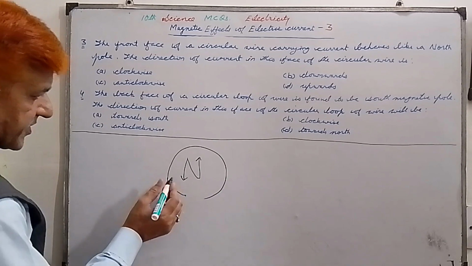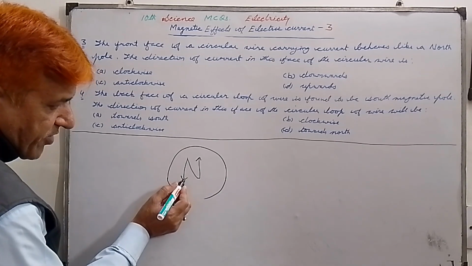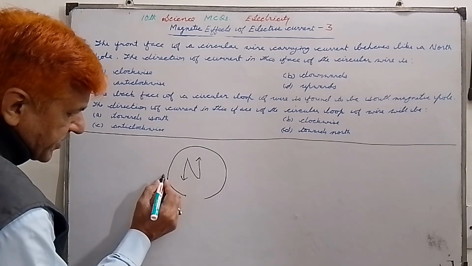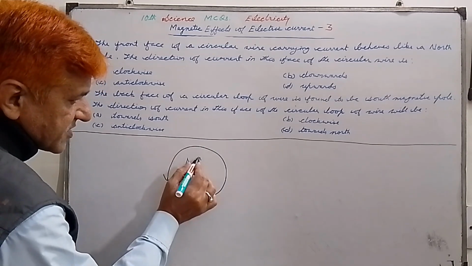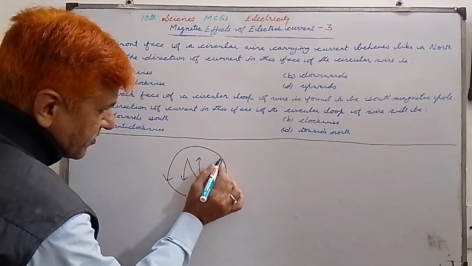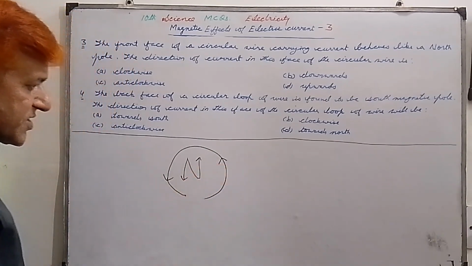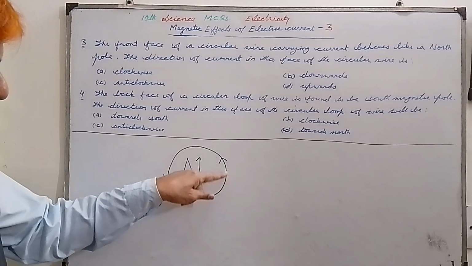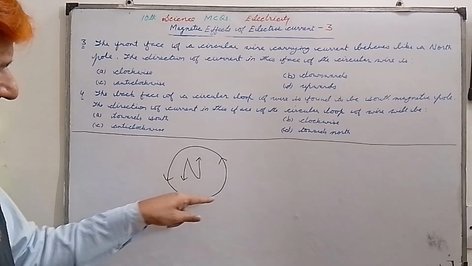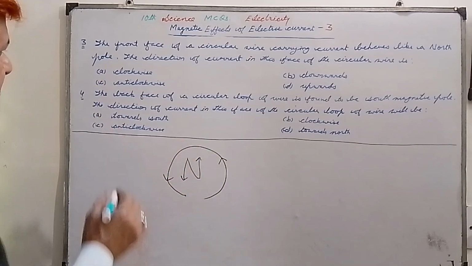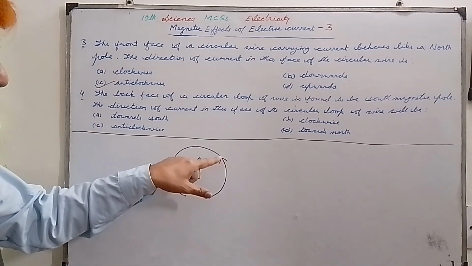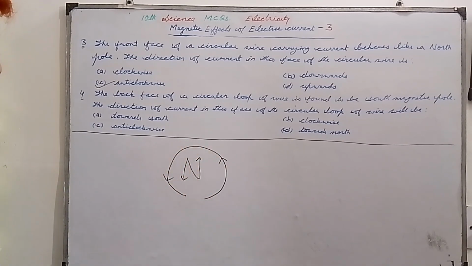Place arrows at the ends of this N like this. This arrow is in the downward direction, so place an arrow on this loop also in the downward direction. Here this is in the upward direction, so place an arrow on this loop in the upward direction. Now see the direction of the current in this loop. This is anti-clockwise, so C is the correct option. Here current will be in the anti-clockwise direction.